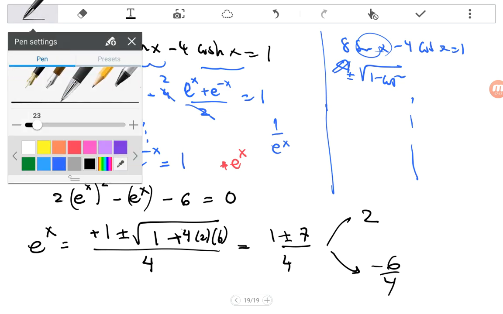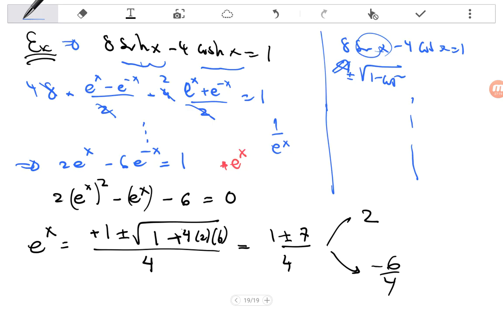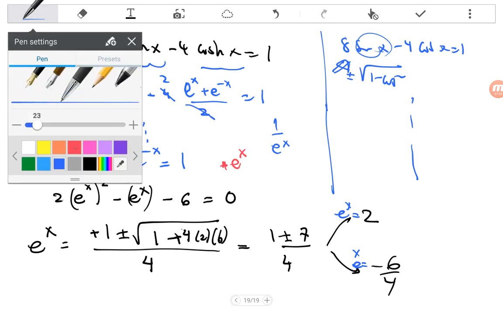Now, would any of these two values be rejected? I need to solve two equations: e^x equal to 2 and e^x equal to negative 6 over 4. Would any of these two equations be rejected? Yes, the second one must be rejected.